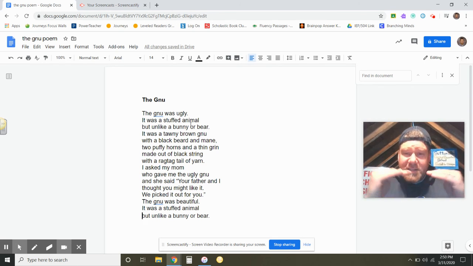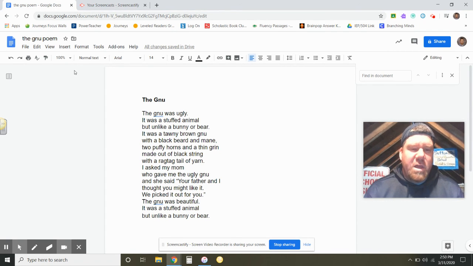This poem now has line breaks that make it not only look like a poem, but read like a poem. Because what it's doing is it's making the reader look at each line and understand the significance of each line as they read it. The gnu was ugly. It was a stuffed animal, but unlike a bunny or bear. It was a tawny brown gnu with a black beard and mane, two puffy horns and a thin grin, made out of black string, with a ragtag tail of yarn.